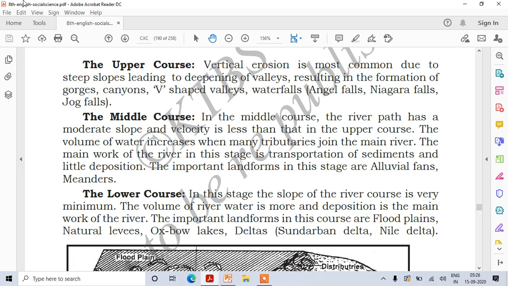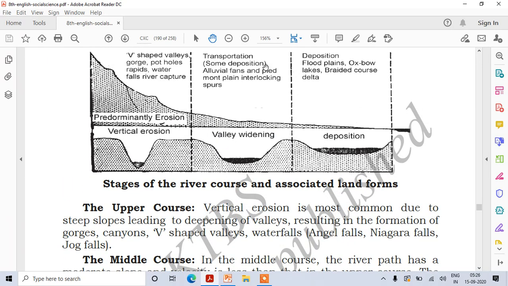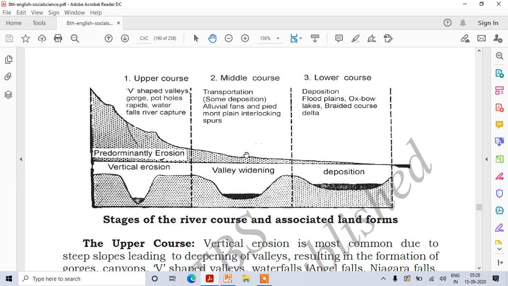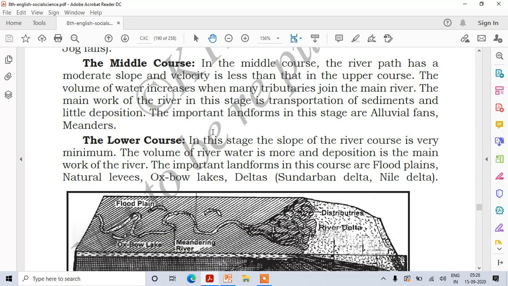The main work of the river in this case is transportation of sediments. When the level of the river water increases, the river will transport the sediments and a little deposition will also take place over there. Transportation and some deposition will take place in the middle course. The important landforms in this stage are alluvial fans, meanders.